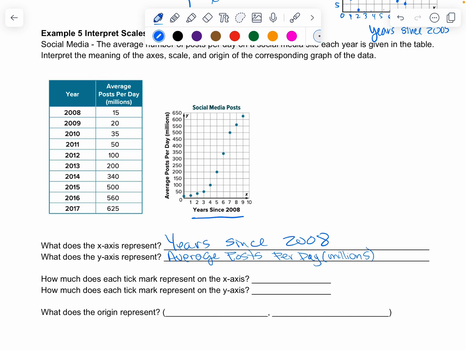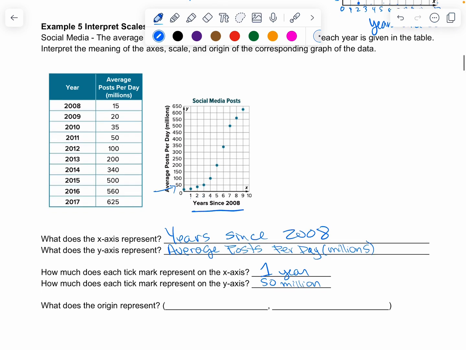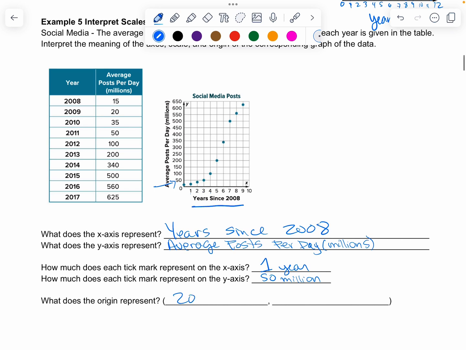How much does each tick mark on the x-axis go up by? 1, 2, 3, 4. So it goes up by 1 year. How much does each tick mark go up by on the y-axis? 50 million. What does the origin represent? It represents 2008 and 0 million posts.